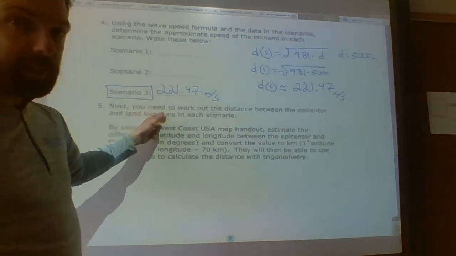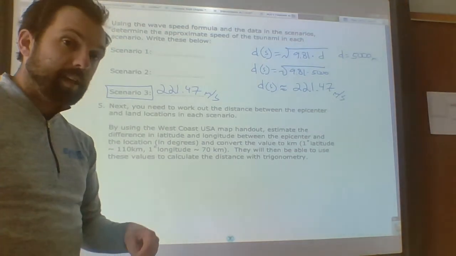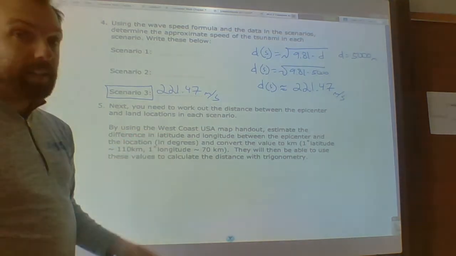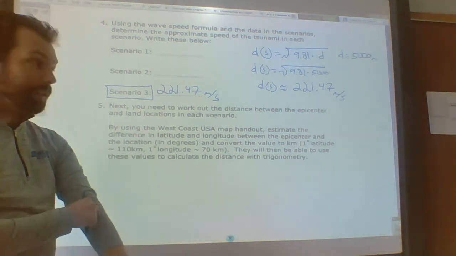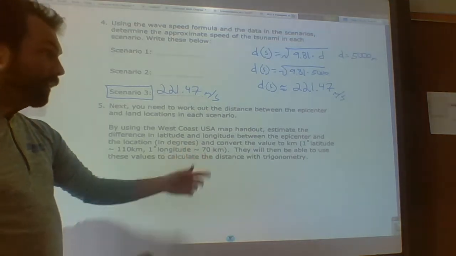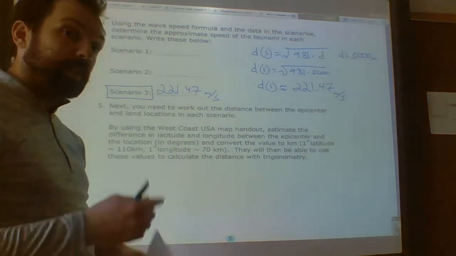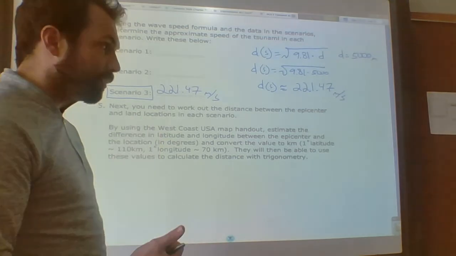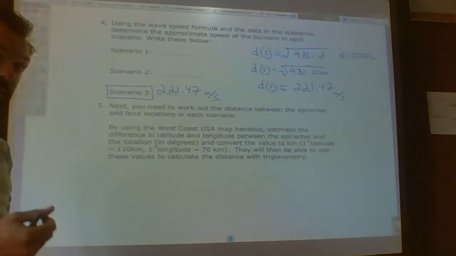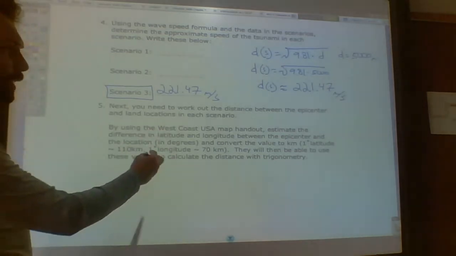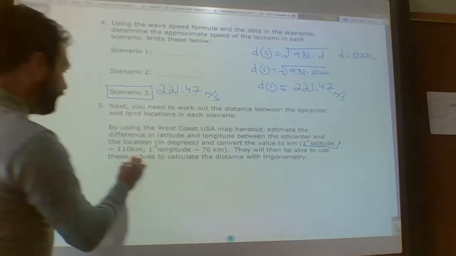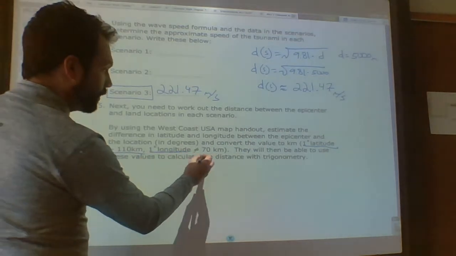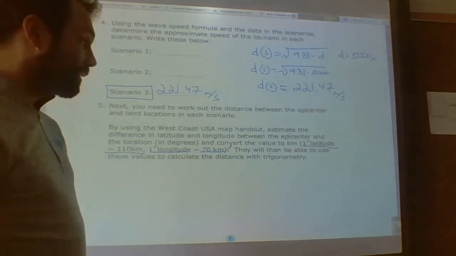Next step, we're going to have to figure out the distance between the epicenter of our event and each of our cities we're trying to protect. So we have to go to our map, and we're going to have to deal with longitude and latitude a little bit here. So there's some information given to us here that longitude and latitude are measured in degrees, and we have to make a correlation between the number of degrees and a physical distance. In this case, we're going to use kilometers. So this information tells us that 1 degree of latitude is approximately 110 kilometers, and 1 degree of longitude is approximately 70 kilometers. So they're not the same.